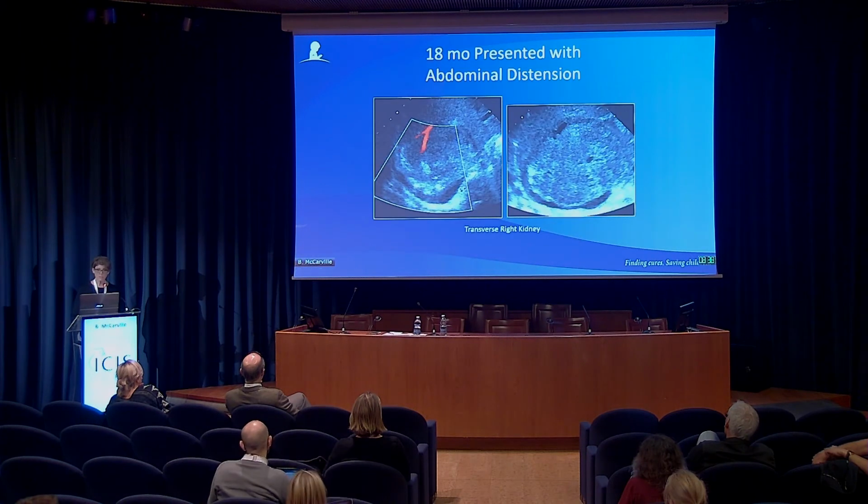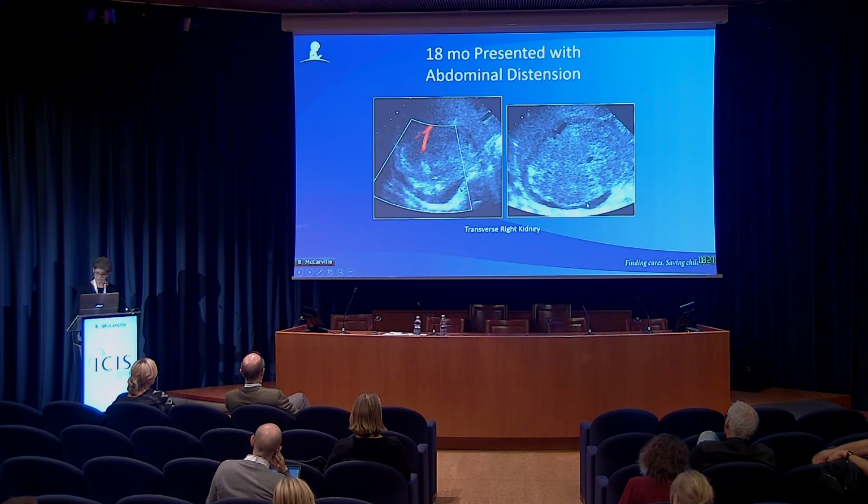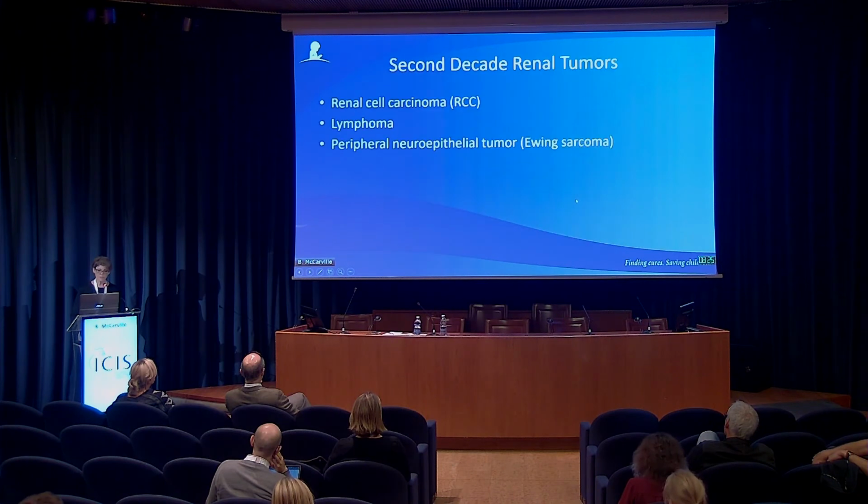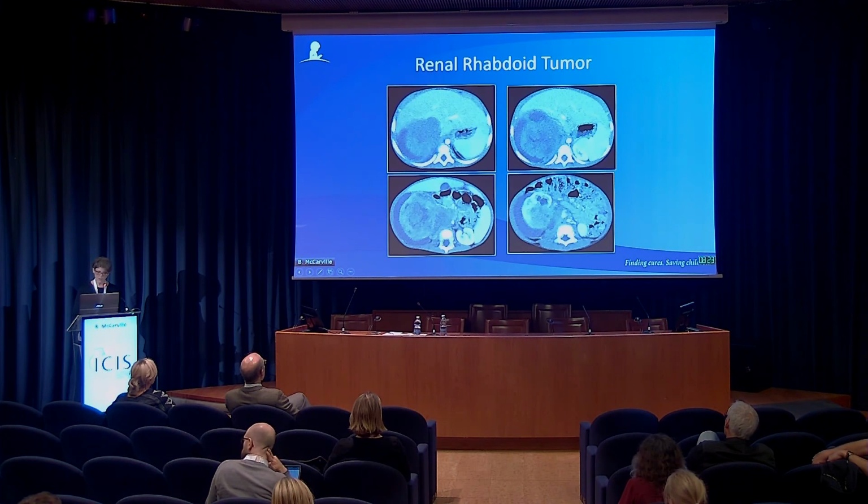This was another patient, again a very young patient, only 18 months old, had this ultrasound done showing this solid mass in the right kidney and this subcapsular fluid collection, which is a unique feature of rhabdoid tumor, seen better here by CT. So we have this centrally located tumor with this subcapsular fluid collection.